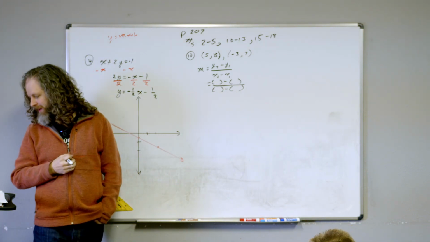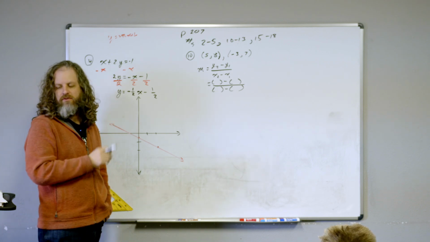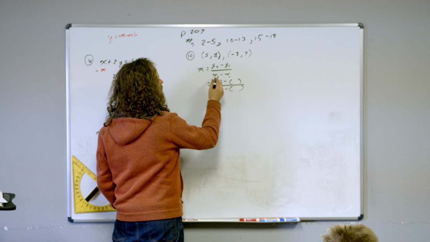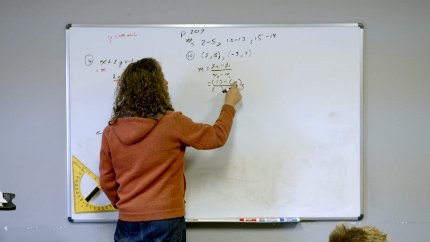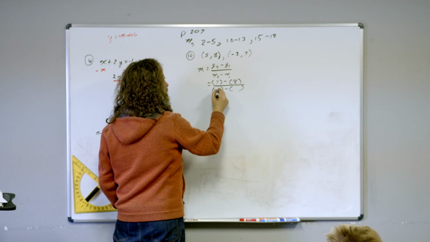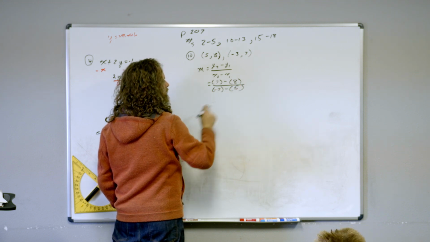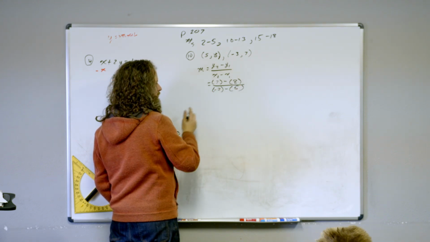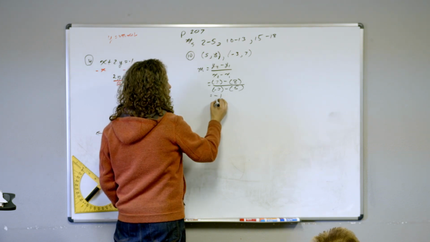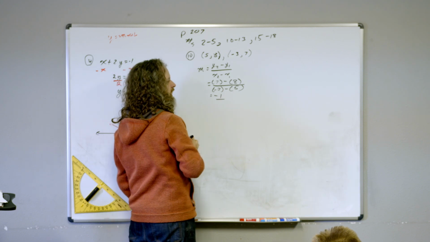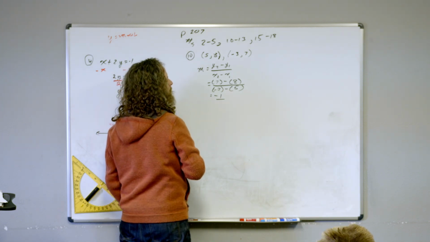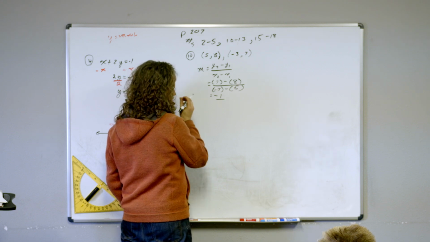Well, this one, all it asks for is to find the slope. So all we have to do is this part. What are we going to put right here? 7. And here? 8. And this one? Okay. What's 7 minus 8? -1. And negative 3 minus 5 is? -8.